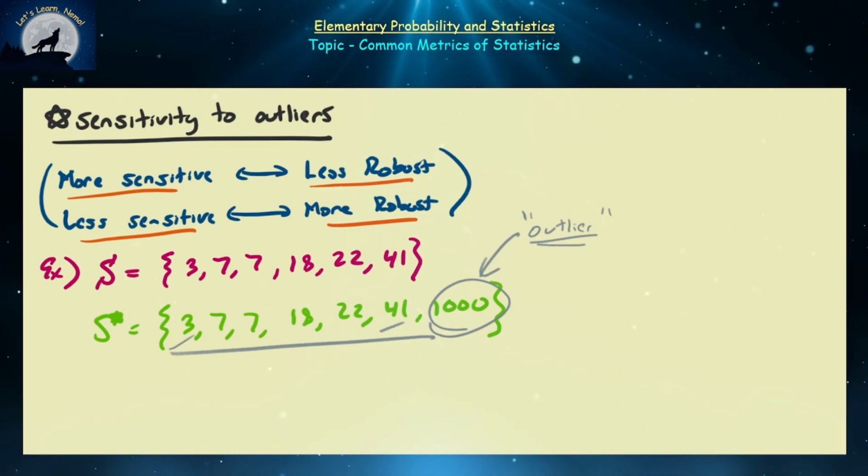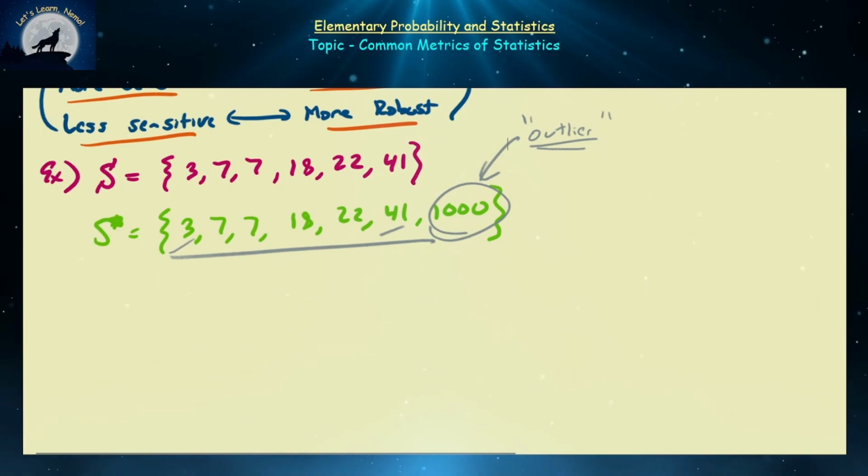But it's clear to see that with respect to the sample, that 1000 value is significantly different from the rest, so that much we can see. So is there a significant difference in the metric values between S and S star, where S star is just S with an outlier introduced? So let's actually look at each of the 4 measures that we have up to this point.